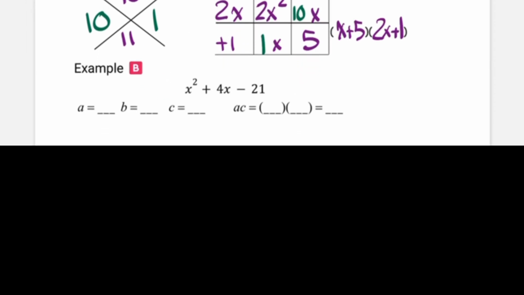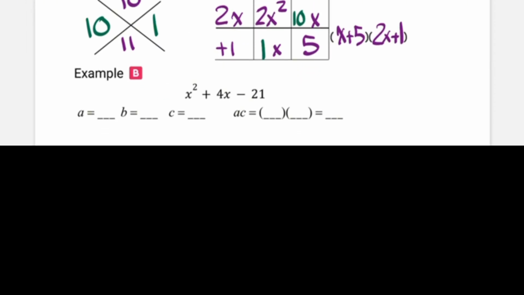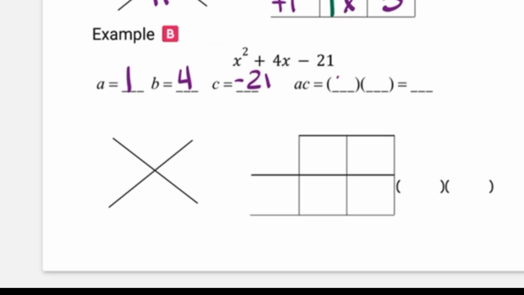We have a little bit of a different setup for example B, because in example B, our A term is 1. There is no written number in front of the x squared, and when that is the case, it is 1. Our B is 4, and our C is negative 21. So once again, if I multiply 1 times negative 21, I'm getting negative 21. That is going to go on top. Our B value is going to go on the bottom.